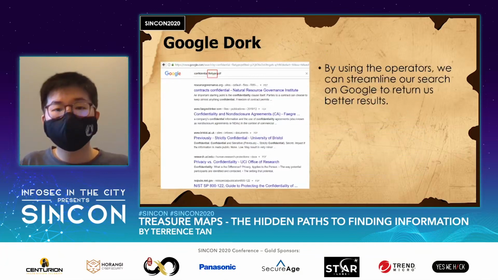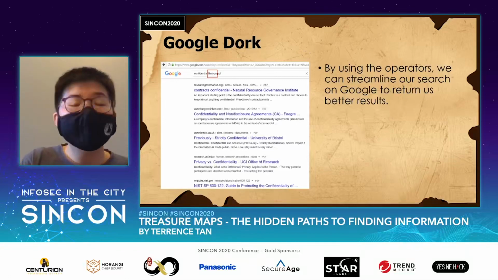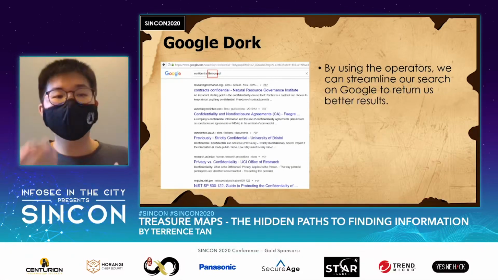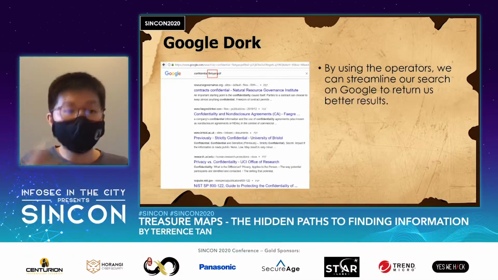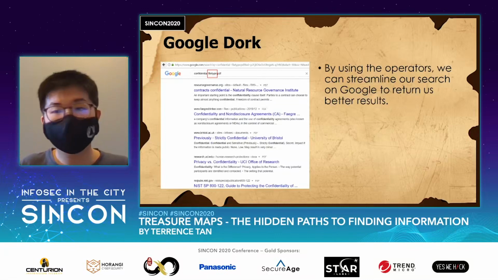By using operators, we can streamline our searches. So in this case, what am I telling Google that I'm looking for? I'm telling Google that I'm looking for a file type that ends with PDF, and it has to have the keyword confidential inside. By entering this, as you can see, it returns all the PDFs that have the word confidential inside.